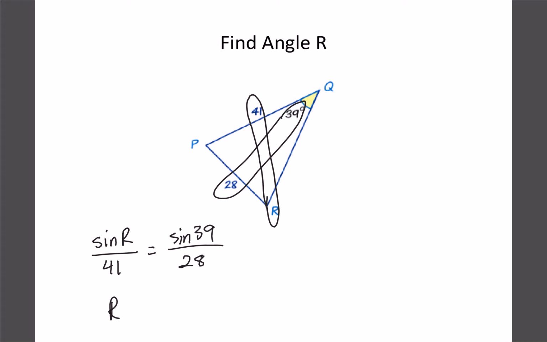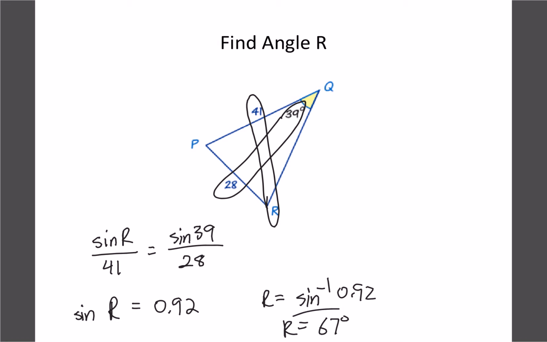So when you multiply this one now, you'd have sine 39 times 41 and divide it by 28. So that gives you 0.92, but that's what sine R is equal to. So what we want to do, just like we do with SOHCAHTOA, if we're looking for angle R, we actually have to put in second sine. So on your calculator, go second sine of that answer, and we'll get an R of 67 degrees for our final answer.